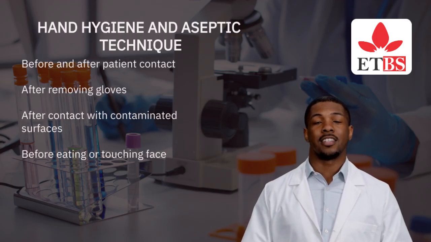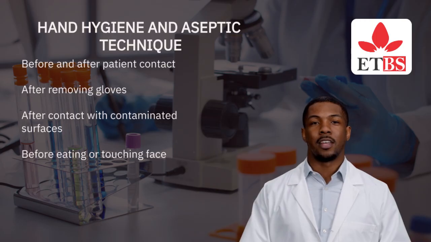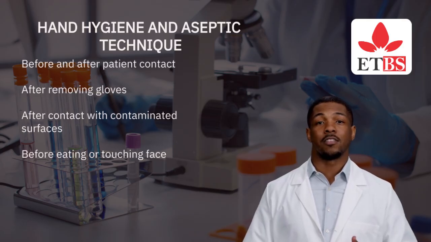3.6 Hand hygiene and aseptic technique. According to the CDC and WHO, hand hygiene is the most effective method of infection prevention. Phlebotomists must wash hands before and after patient contact, after removing gloves, after contact with contaminated surfaces, before eating or touching the face.